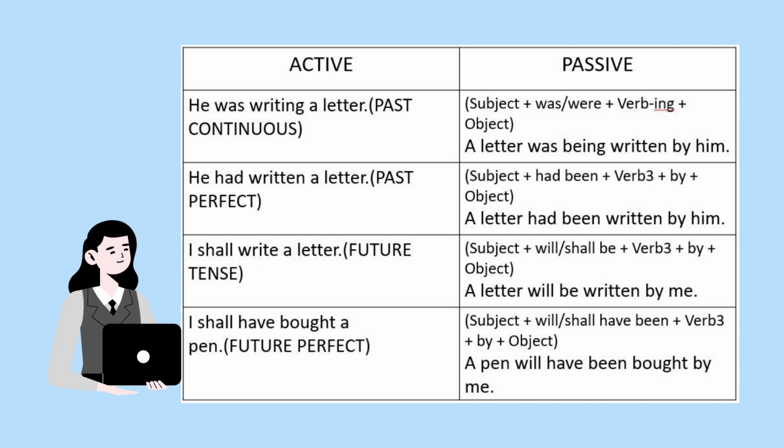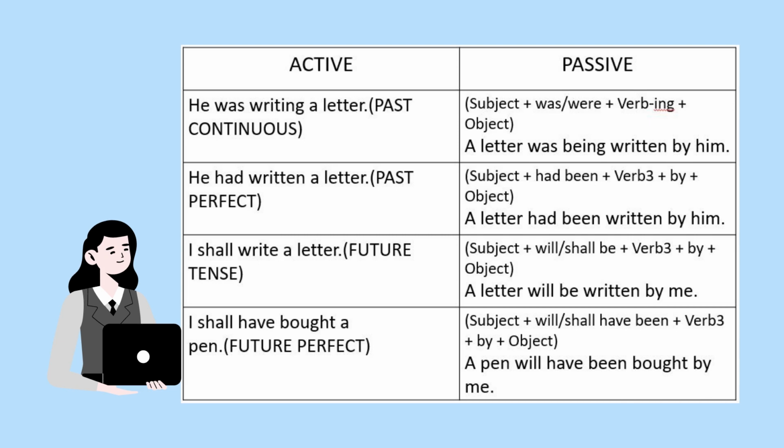Similarly, he had written a letter. This sentence is in past perfect tense. So it turns out to be a letter had been written by him in the passive form. Here the subject is used first, that is a letter, then had been is used, followed by the verb and the object. The third example, I shall write a letter.